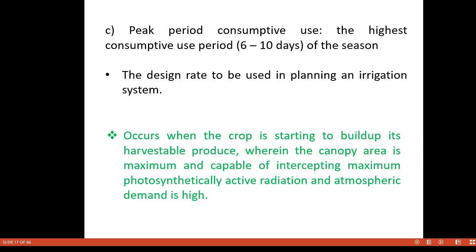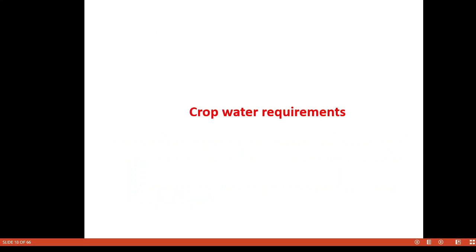And also, during the periods which are very sensitive to the crop, during the flowering period, during the grain formation, it's a period in which the plant will need a lot of water to build up its harvestable produce, where the canopy area is maximum and also capable of intercepting maximum photosynthetically active radiation and also atmospheric demand. So that's the peak period consumptive use.